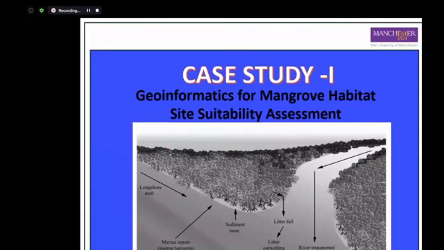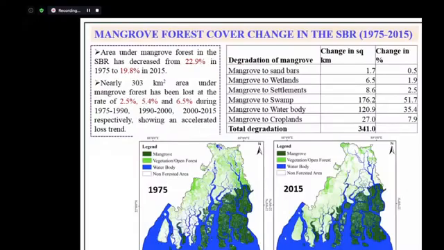For mangrove habitat site suitability, I prepared a change analysis of mangrove in our Sundarban Biosphere Reserve. I used a 40-year change analysis of mangrove degradation, between 1975 and 2015. The result reveals that 341 square kilometers of mangrove land has been degraded in the last 40 years. So this is a huge land.